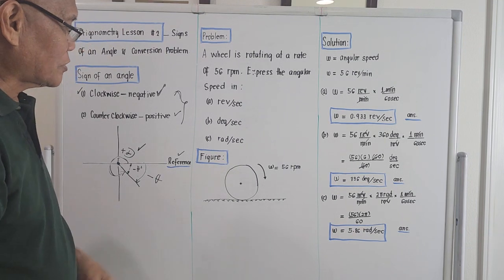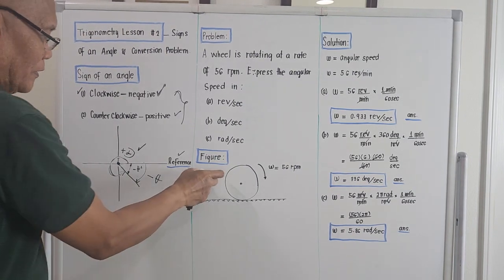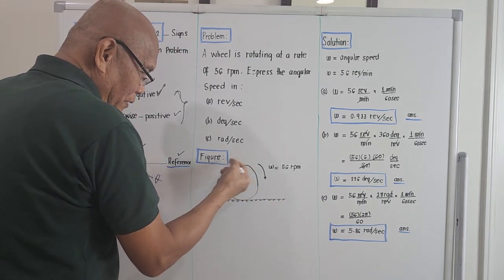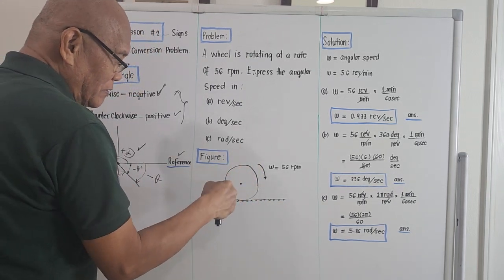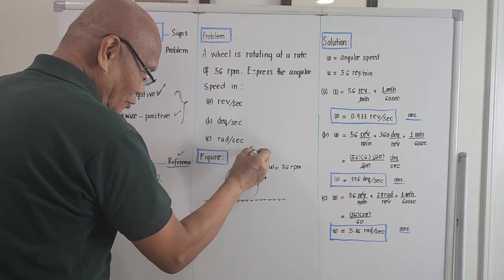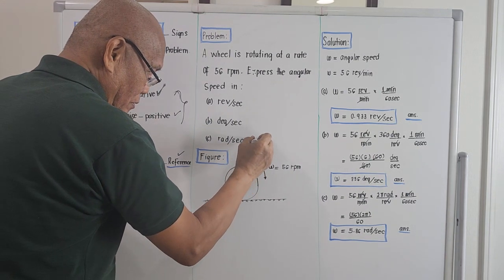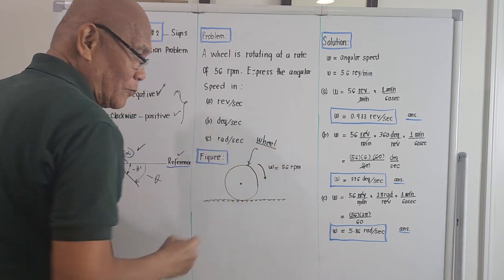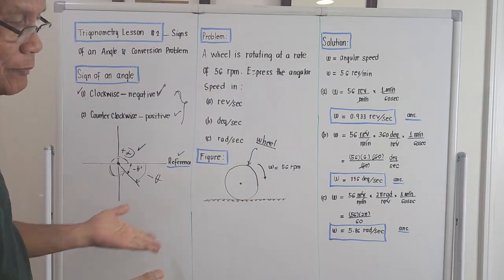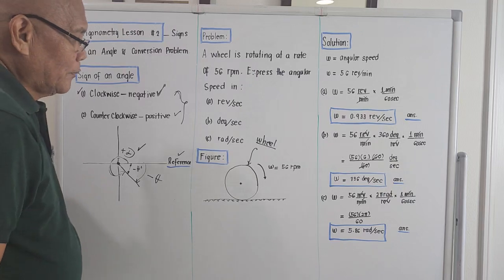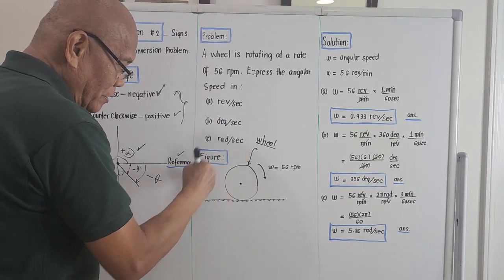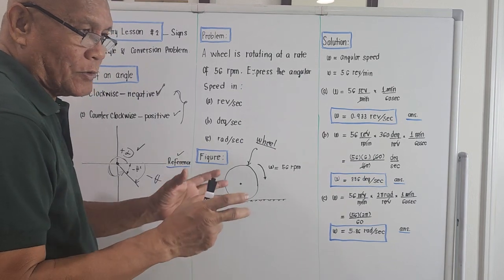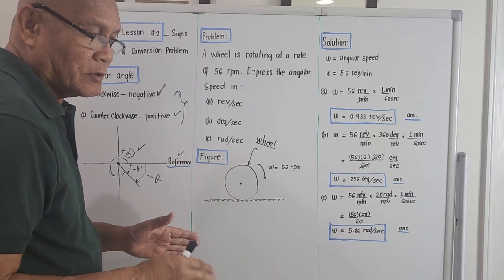Okay? Okay, let's try to bring out the figure. The figure will be something like this. This is a horizontal ground. I bring out a circular thing. We designate this one as the wheel. If we try to bring out a figure when we are solving a problem, it doesn't hurt. Okay?